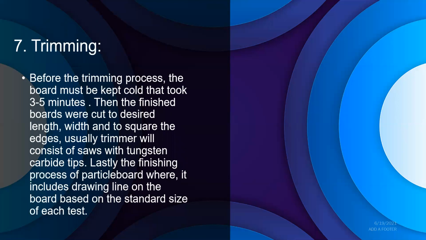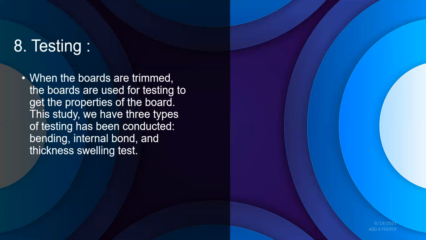Seventh process is trimming. Before the trimming process, the board must be kept cool for 3 to 5 minutes. Then the finished boards were cut into desired length, width, and square edges. Usually, the trimmer will consist of a saw with tungsten carbide tips. Lastly, the finishing process of particle board includes drawing lines on the board based on the standardized size of each test. And the last process is testing.